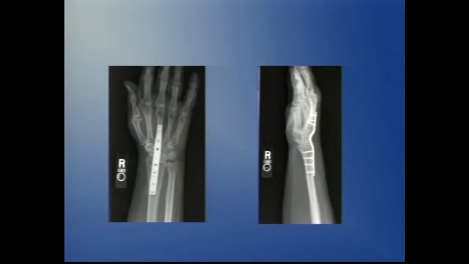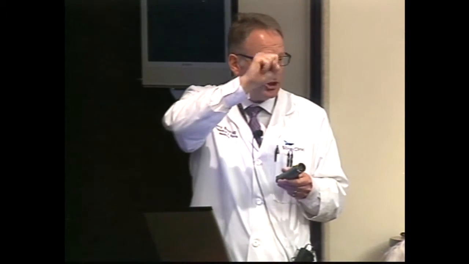But this is an operation, wrist fusion. The wrist does not go up or down anymore. It doesn't go side to side. But it can go palm up and palm down, and you can use your fingers. And it's a good trade-off.